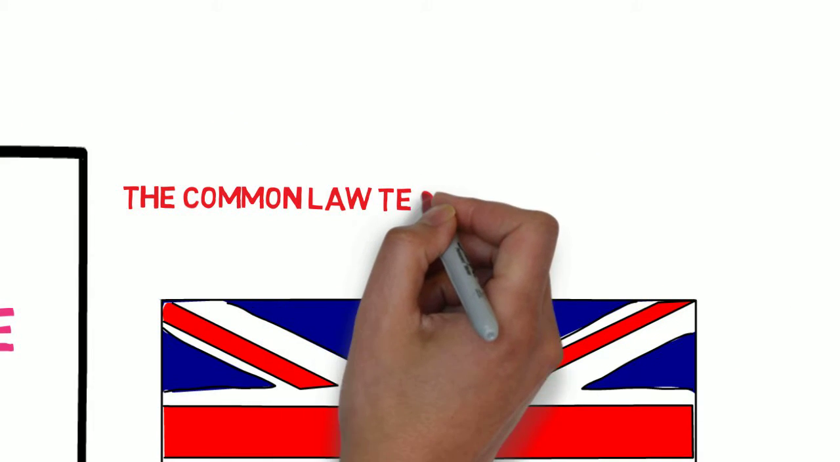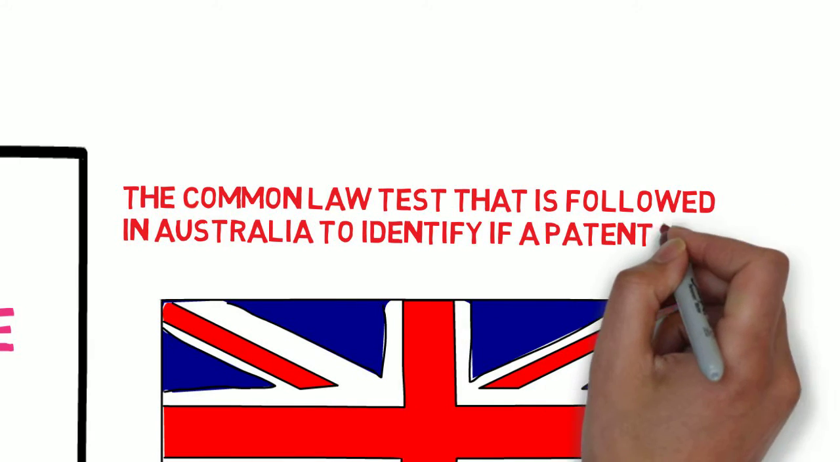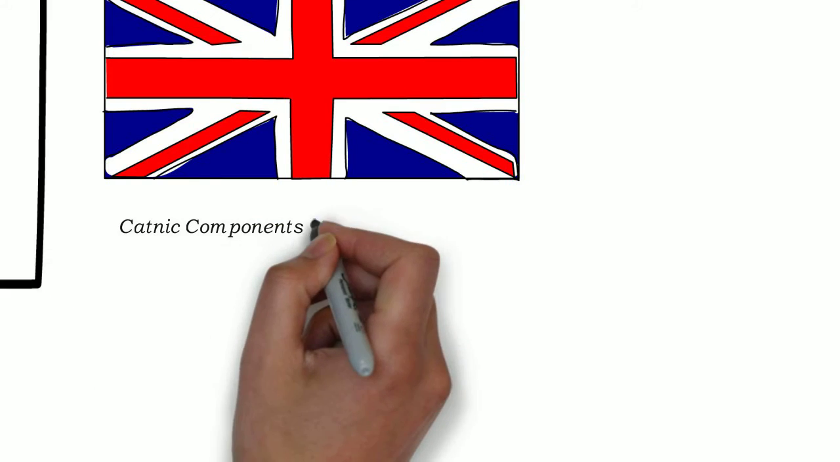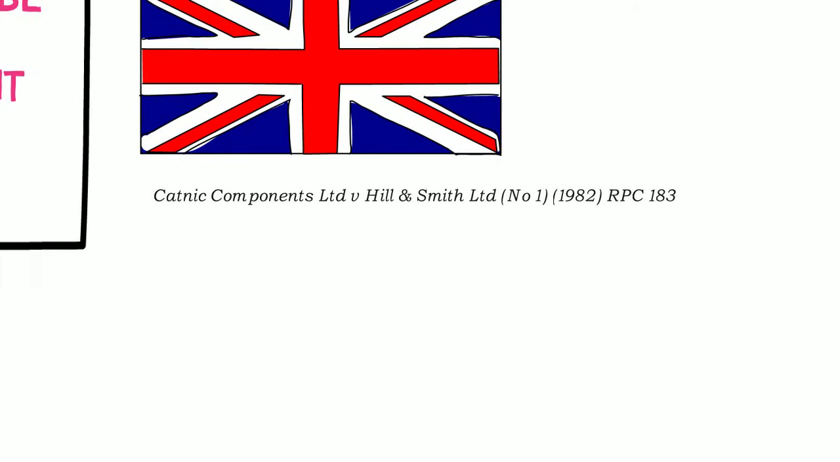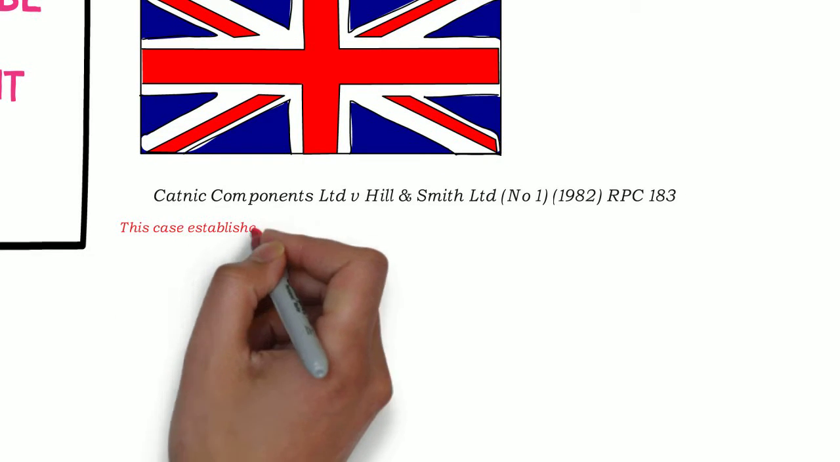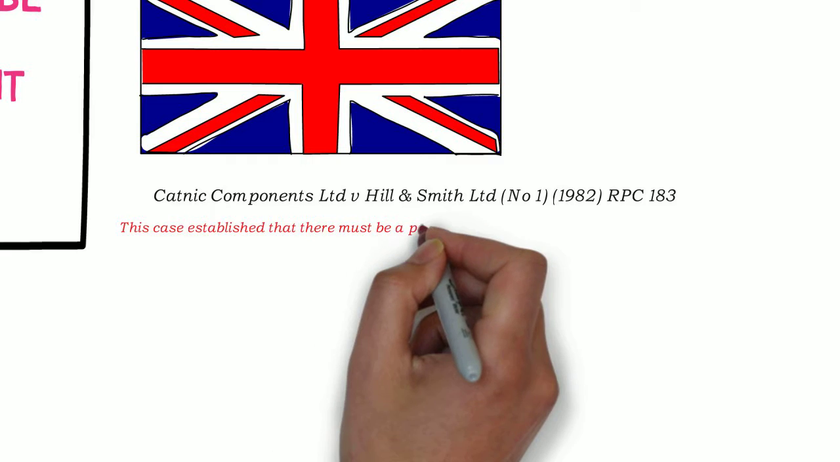The common law test that is followed in Australia to identify if a patent has been infringed is from England. It is the case of Catnic Components. Catnic established that there must be a purposive approach to a patent specification.